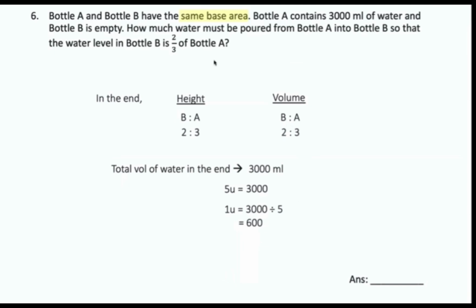So what you need is 600. What's the question? How much water must be poured from bottle A to bottle B? So in the end, you pour 2 units into bottle B. So 2 units times 600. That's the answer. Okay? Any question?